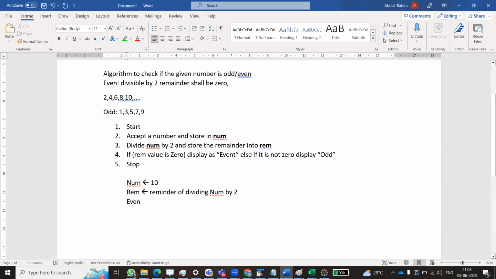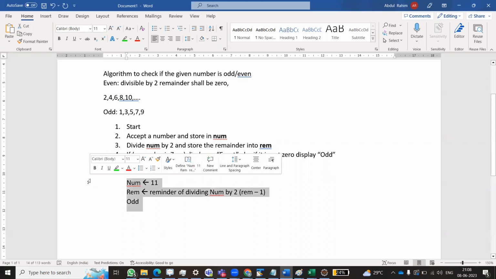Now, instead of 10, this is scenario 2. I entered the value as 11. So what happens here? I will divide 11 by 2 and the remainder would be 1. So in this case, the value of remainder would be 1. Hence it will print odd. Clear? So this is a simple algorithm for finding out whether a given number is odd or even.